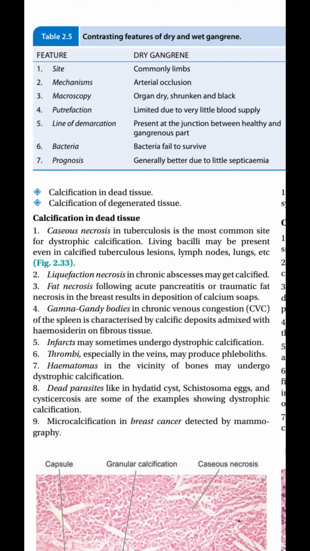In the degenerative tissue, where are the places? First is dense old scar, and the stroma of a tumor you can find, in thyroid you can find, and in tumor cyst formation. So these are the regions where you can find this calcification.